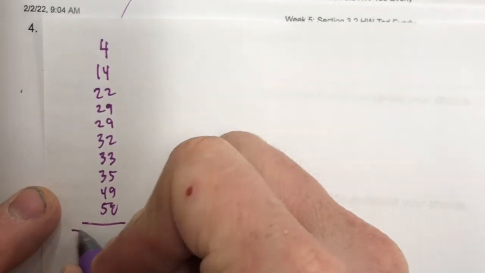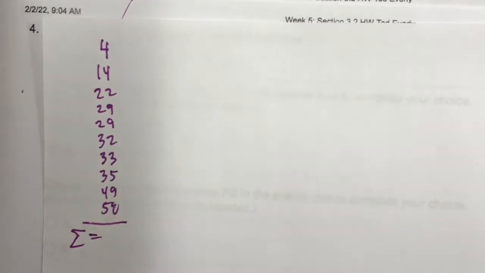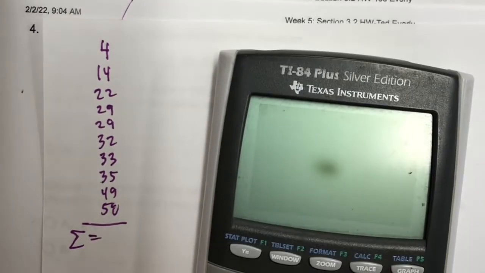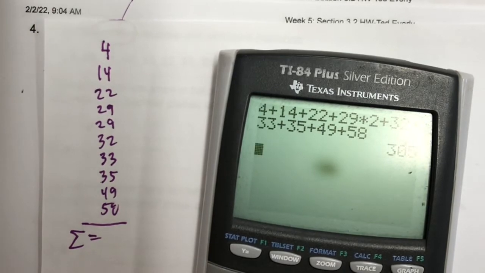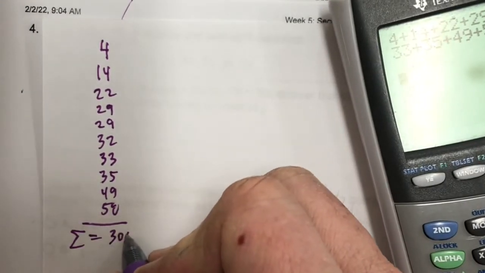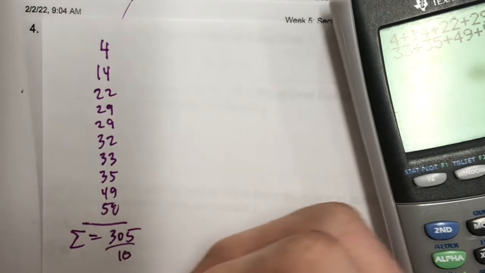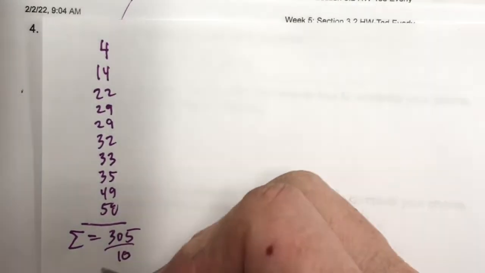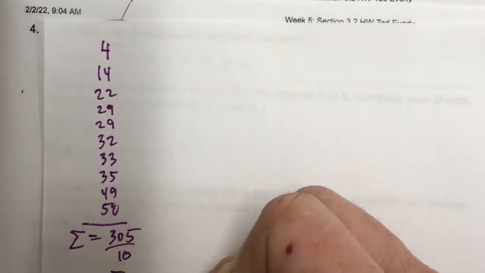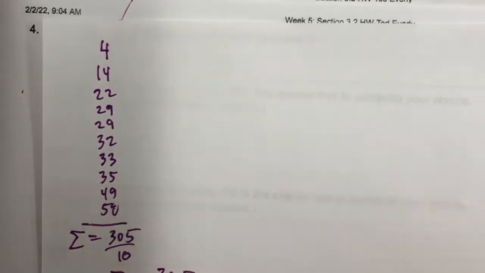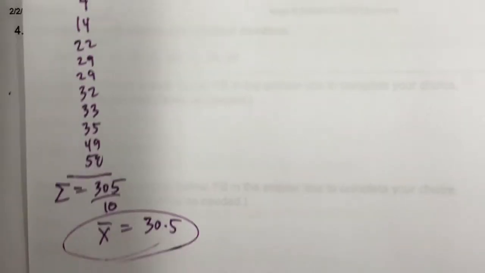All right, first thing I do is I add them all up so I can find the mean. So I add these up. 4 plus 14 plus 22 plus 29 times 2 plus 32 plus 33 plus 35 plus 49 plus 58, and I get 305. All right, I divide it by 10 to find my average, and of course, mean is the average, and this is a sample, so it means it's X bar equals 30.5. All right, there's my mean.